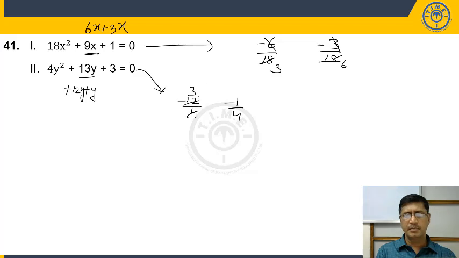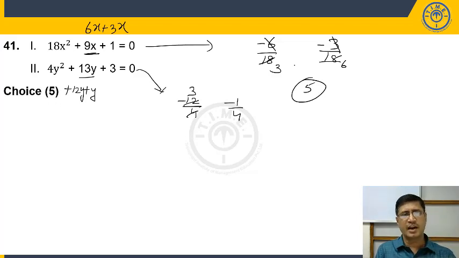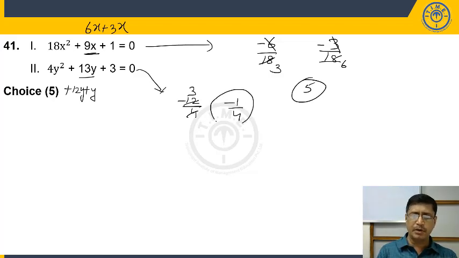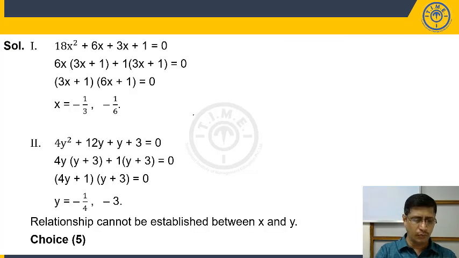Now what does the comparison show? Here the value of x, one time it is more than y, other time it is less than y. So it is not possible to make any relation between these roots. What is the right choice? The right choice is option number 5. This value, minus 1 by 4, lies in between these two values. One time it is less than x, one time it is more than y. So it is not possible to make any relationship between x and y. The right choice is option number 5.